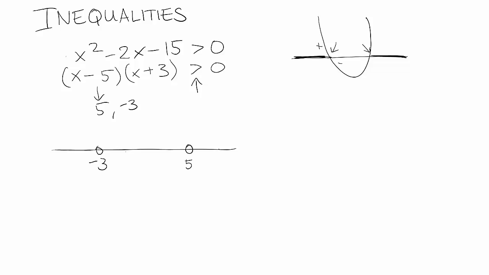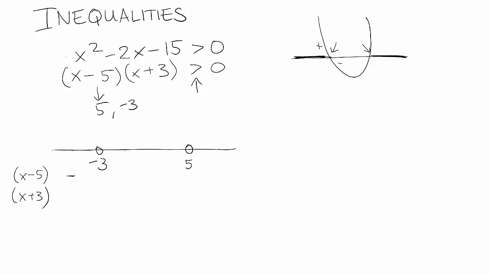We can also test the factors themselves, like if x minus 5 is positive and x plus 3 is positive, then we know the whole thing's positive. So in this region here, under negative 3, is x minus 5 positive or negative? Well, let's pick a point, let's say negative 4. Negative 4 minus 5 is going to be negative 9. So yes, that one is negative.